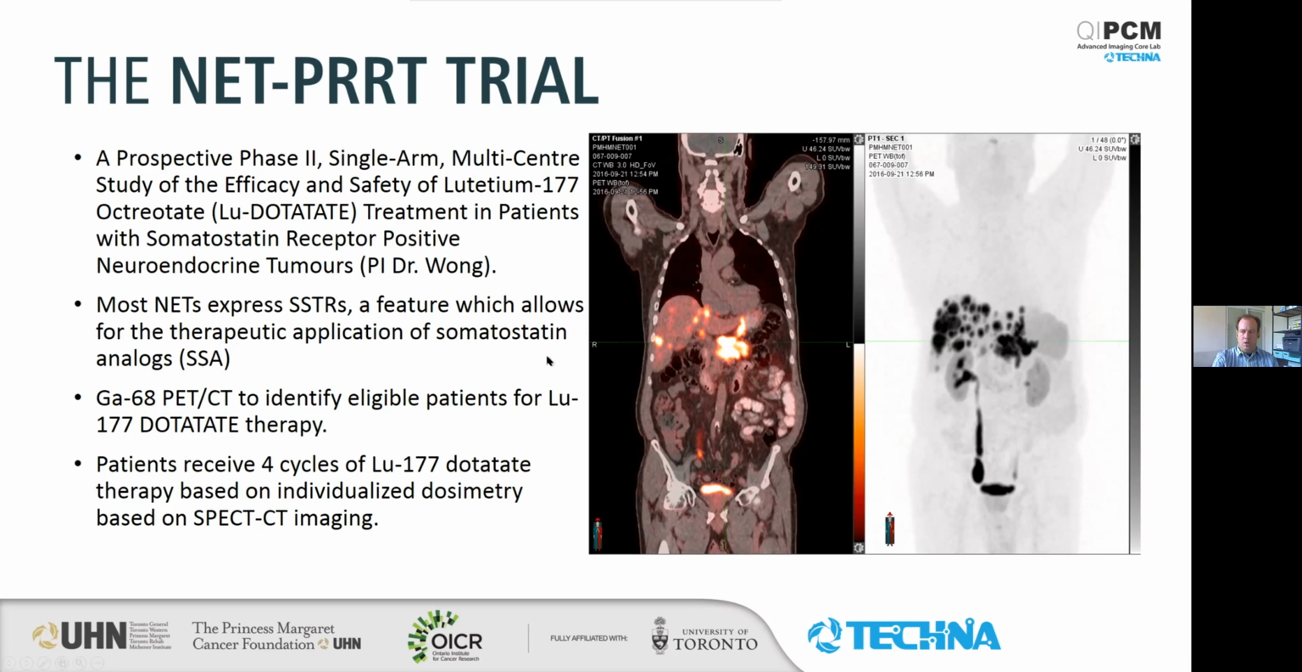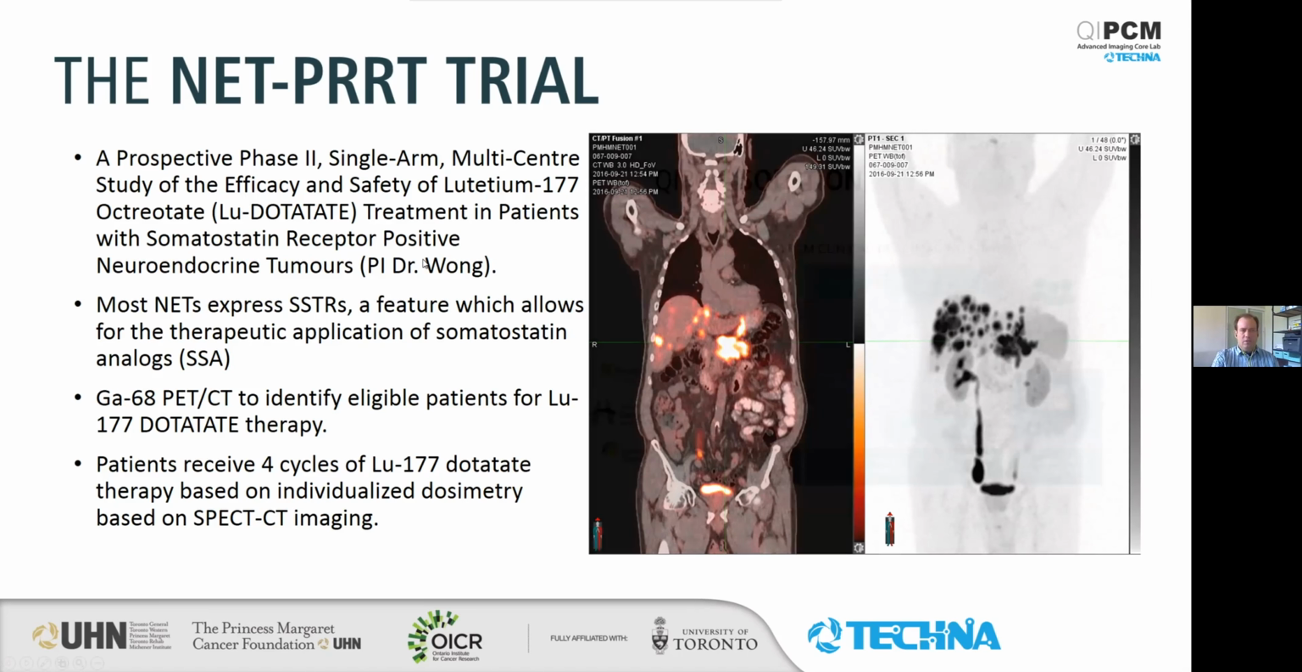Then 190 patients will each receive up to 4 cycles of LuDOTA therapy with their prescribed dosages based on individualized dosimetry. What we mean by individualized dosimetry is that since lutetium emits both a beta particle which can treat the tumors via radiation, as well as gamma radiation, it can be imaged by SPECT cameras, which allows us to determine how much dose the patient received to both their tumors and organs at risk. So on the left is a gallium-68 image, and on the right is a SPECT image of lutetium dotatate.